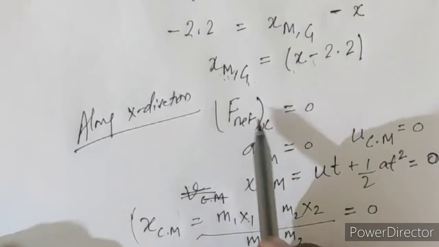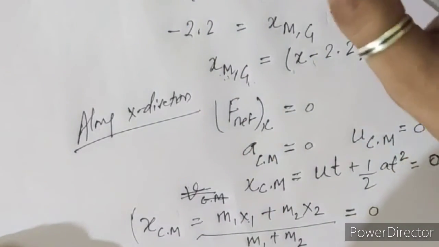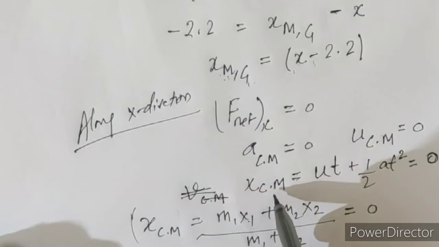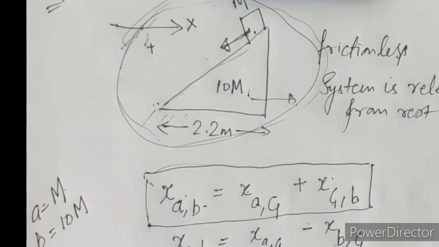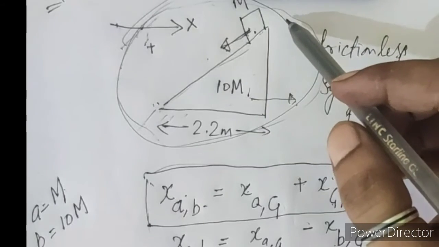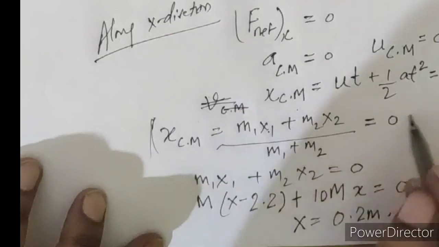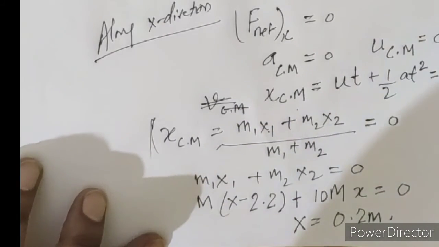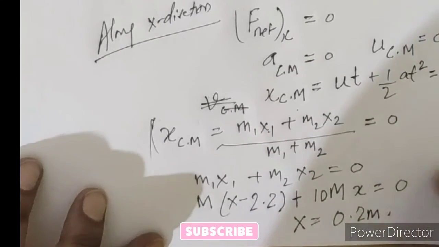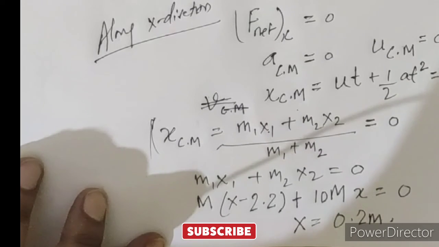We also used the concept that the initial velocity and acceleration of the center of mass of the whole system are 0, and the net force is also 0. So the center of mass remains fixed, and only the components, that is m and 10m, will move in either direction. If you use the concept of center of mass and calculate the center of mass position, you see it is 0, and then you calculate it like this. In the next video I will talk about other problems.